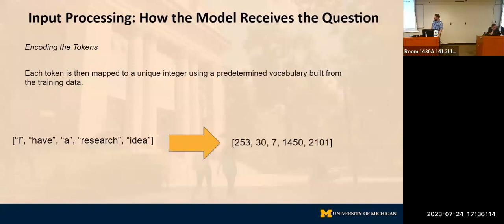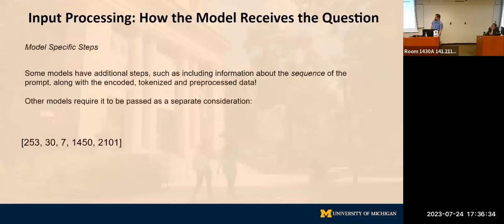So what we do is we map these individual words to unique integers, just numbers from a predetermined vocabulary. So the word idea might be represented by 2,101. I'm making up these numbers, I didn't check. I don't know what the vocabularies of random LLMs are. These are just examples. And then there's going to be model-specific steps as well.